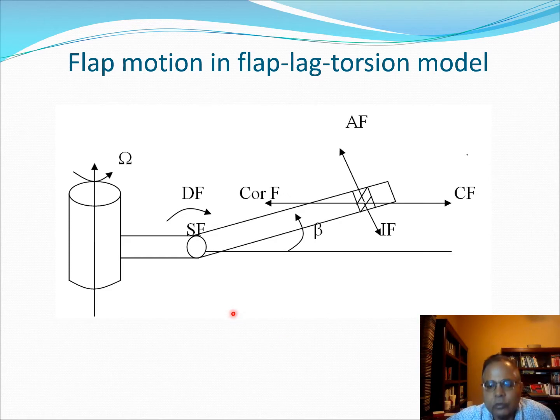So let's return back to our free body diagram. So this is the flap motion. Now we are considering the Flap-Lag-Torsion model. Recall that we had the centrifugal force, the inertia force, the aerodynamic force, the Coriolis force. Okay, beta is the flapping, and then we also have a spring force, and to generalize this we also would have some kind of a damping force here. So that is generally going to be present because there is some damping present in the system. There is also the usual rotation speed around the rotor hub.